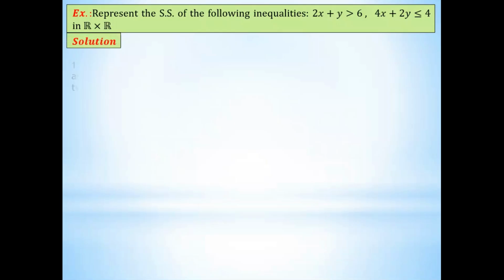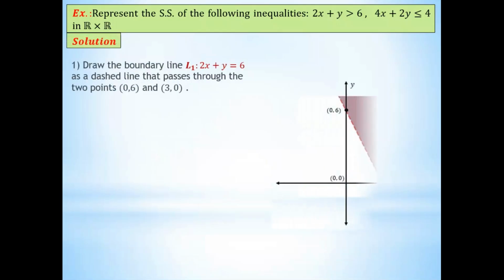2x plus y equal 6 gives a line, which passes through (0, 6) and (3, 0). These are 2 points. How you get these points? Again, put x equal 0, y equal 6. Put y equal 0, x equal 6 by 2 is 3. Now, I make it dashed because there is no equal here.